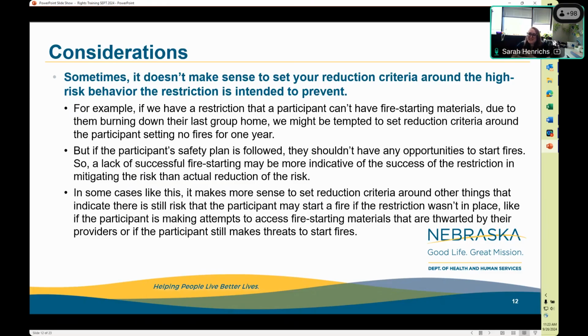So when that's the case, we want to set our criteria around, and we want to measure, attempts to elope, attempts to access fire starting materials. What are the things that we can see and hear and quantify that tell us that the risk is still there, even if the very bad thing that this restriction is in place to prevent doesn't happen?